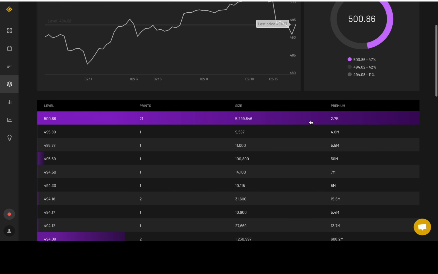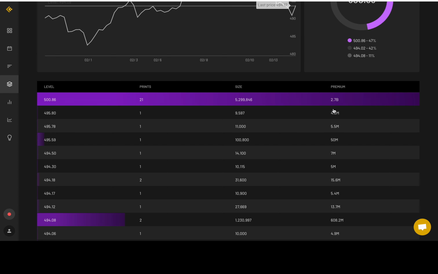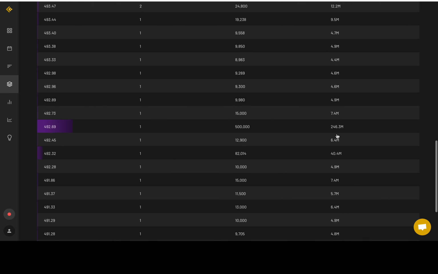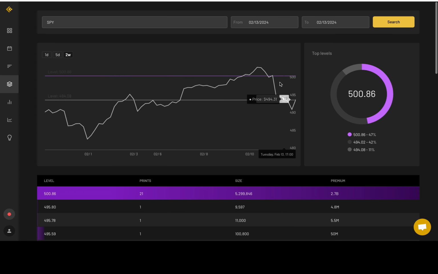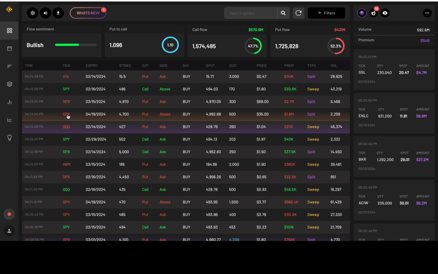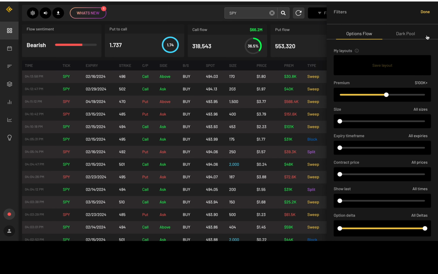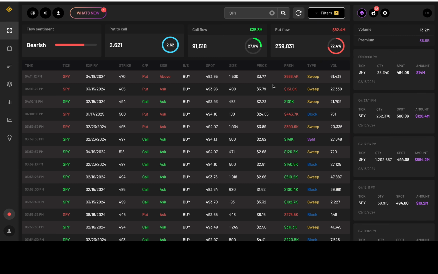Dark pool 500.86, 2.7 billion of premium came there, and then 494, that interesting 494 level that I got, 2.4 billion in premium, closer to 3 billion actually. Interesting. Those are other levels that we got from dark pools. All right, here is the SPY filter for 500k, 100k premiums or above. Okay, so it's bearish, totally understandable.